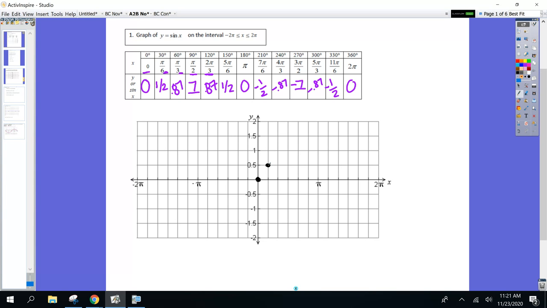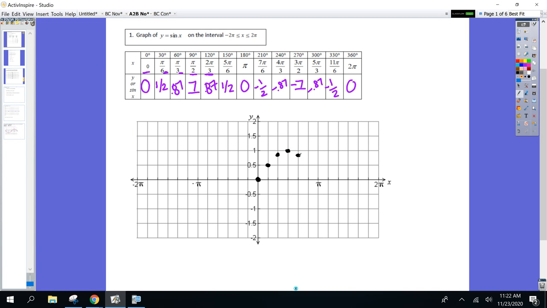Pi over 3. Okay, not 1. Pi over 3 wasn't 1. 0.87. So do your best. You know, somewhere above 0.5, a little close to 1. Do your best here, 0.87, where that is. And now the next one is going to be right at 1. And then we start repeating itself, right? So make sure your points are on line now. Make sure they're on the same level.